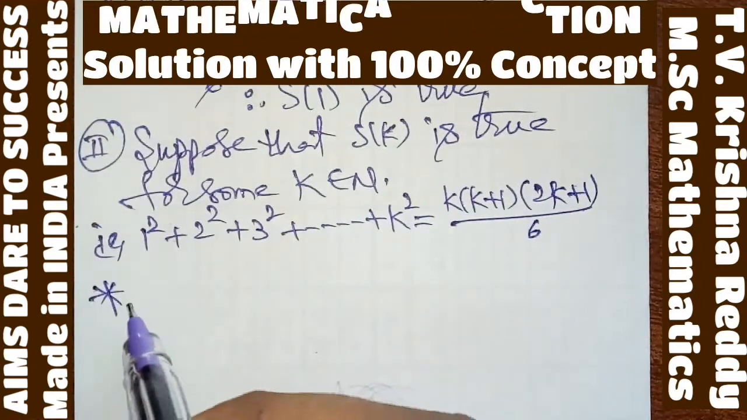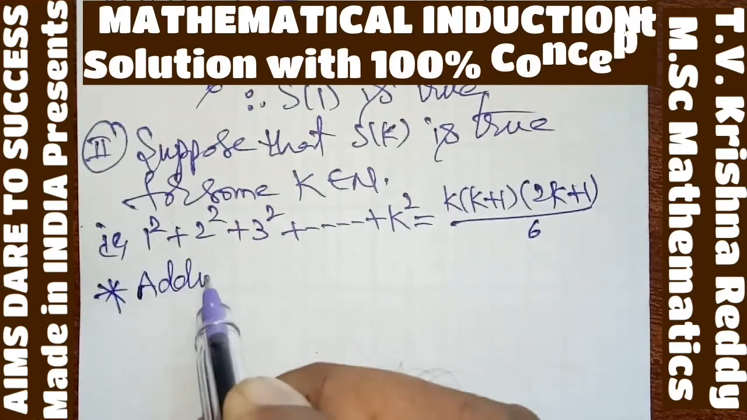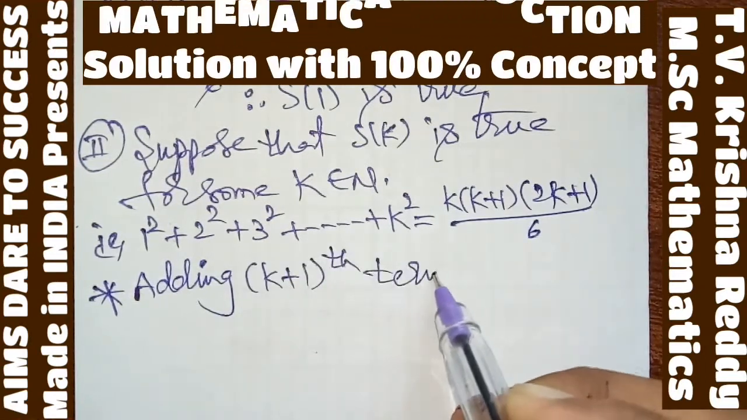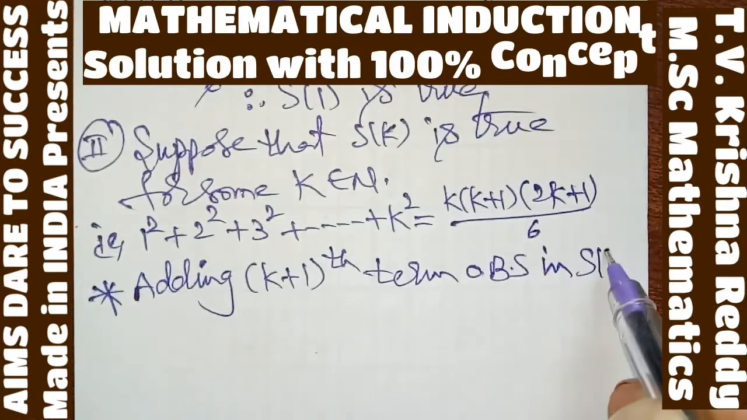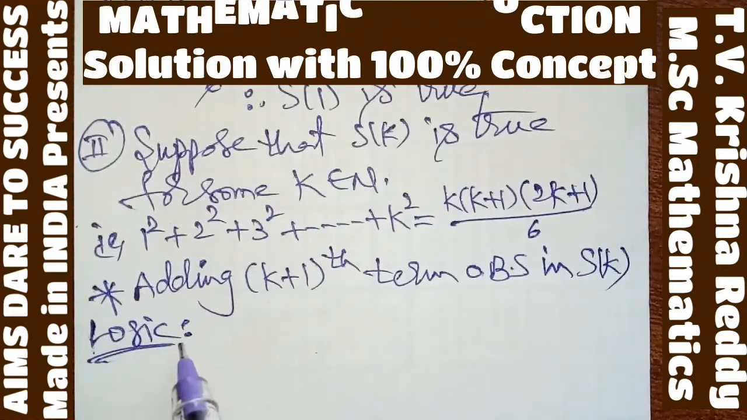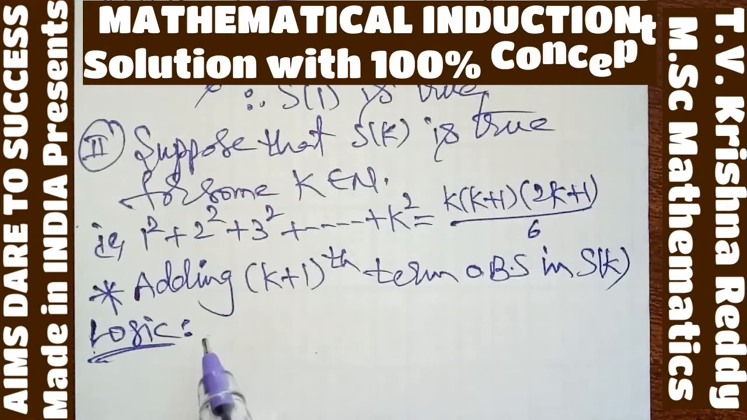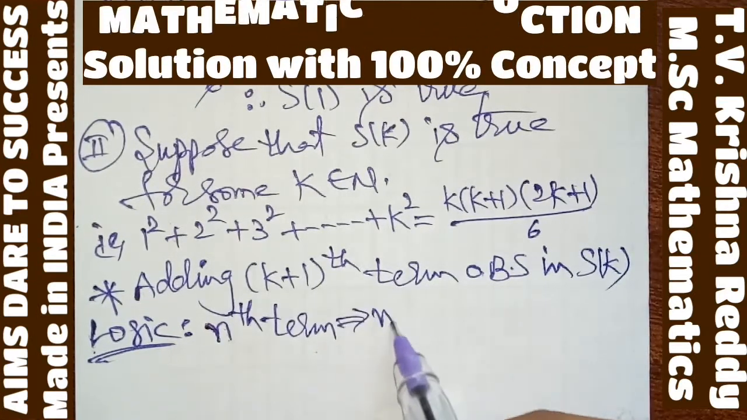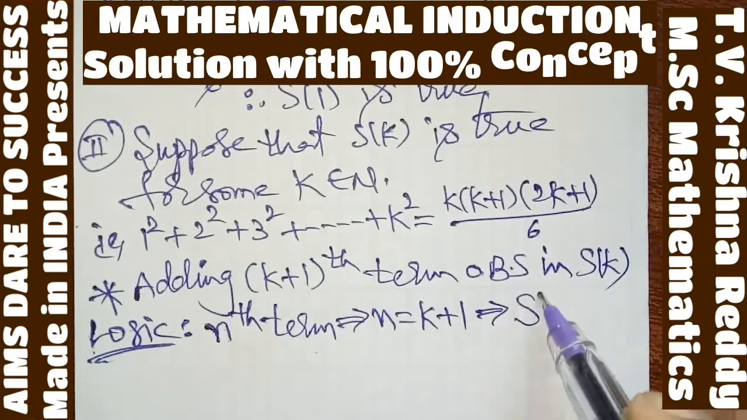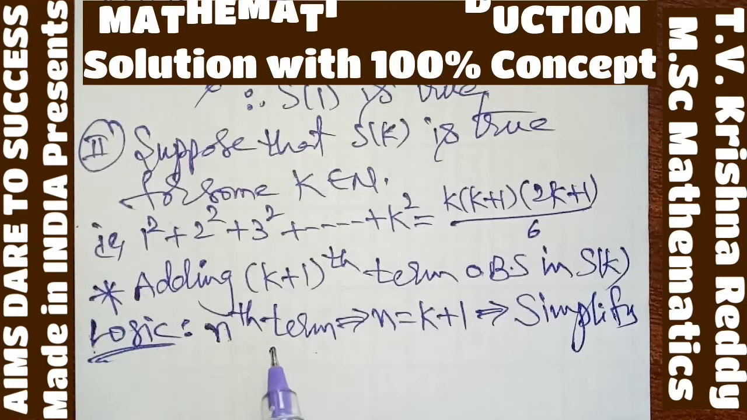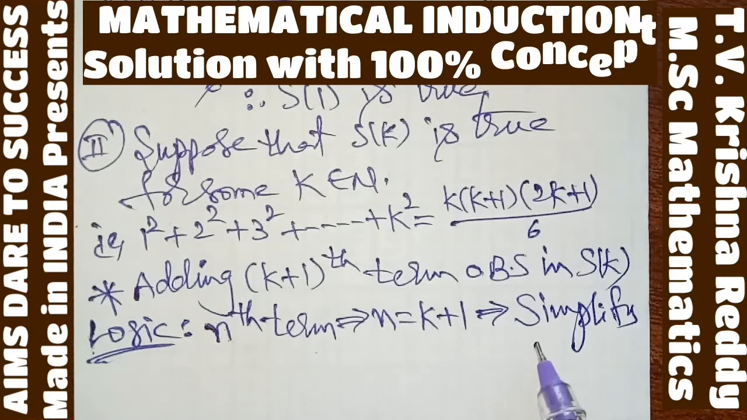Next, before going to the third step, we must remember this step in each and every problem: adding the k plus 1th term. This is very important, adding the k plus 1th term on both sides in S of k. So to get the k plus 1th term, I wanted to tell you my dear students the logic. If you don't know this logic, it is very difficult. So what is my logic? Take the nth term, then substitute n is equal to k plus 1 and simplify. This is very easy and simple.